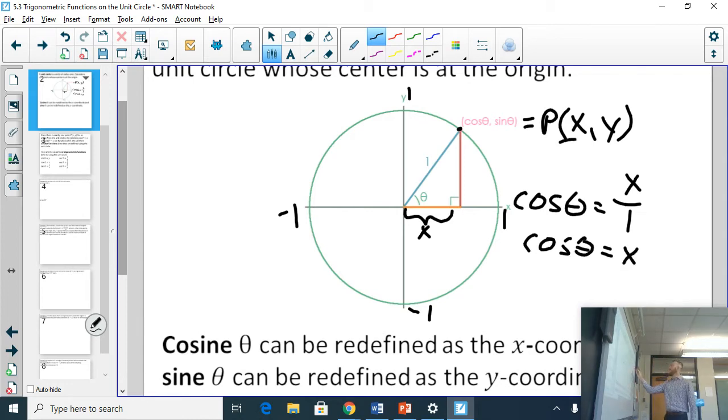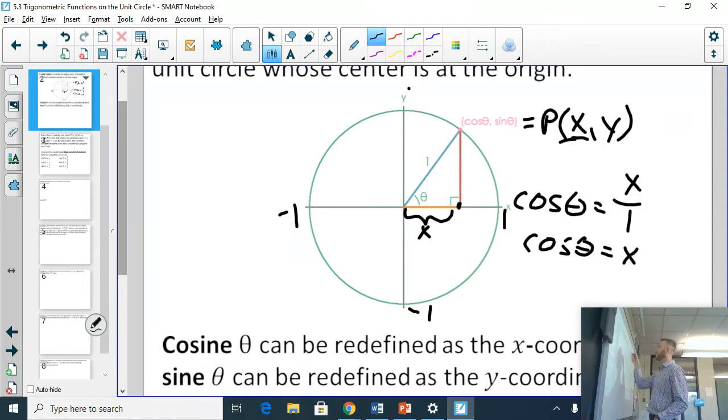So that's why our x coordinate is cosine, because this is x out, and so is this. They're the same length. So that is why that works like that. And it's a similar thing for y.